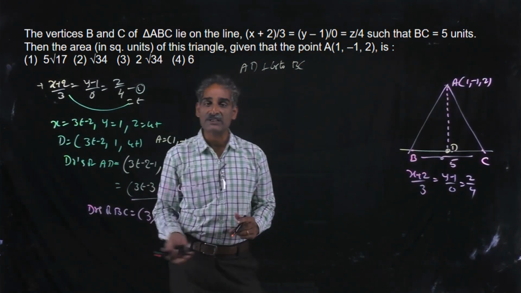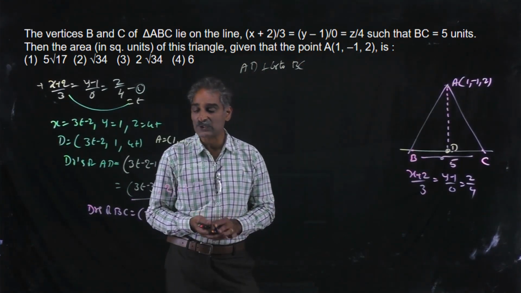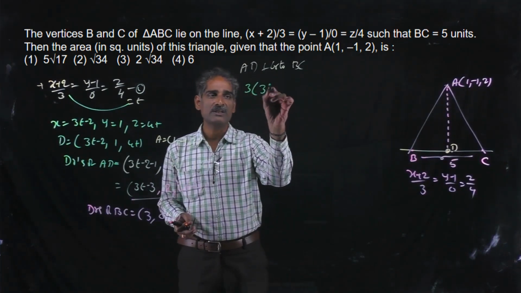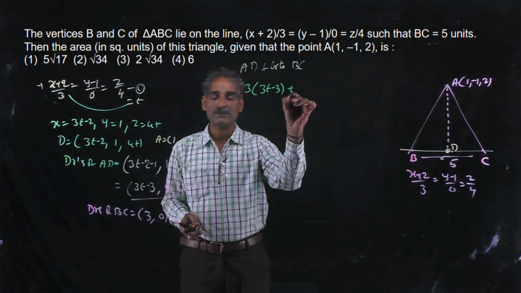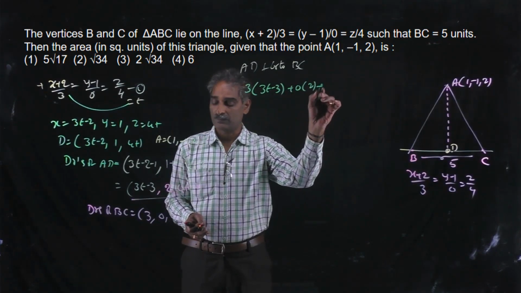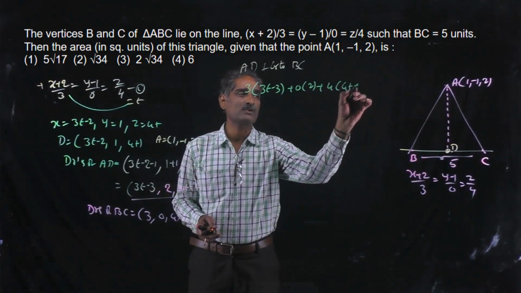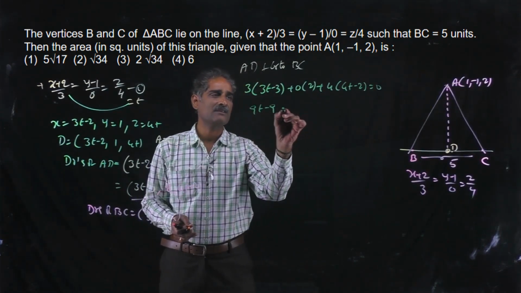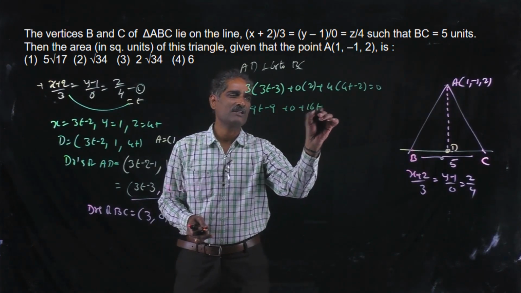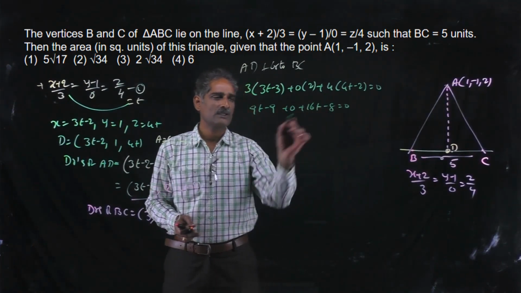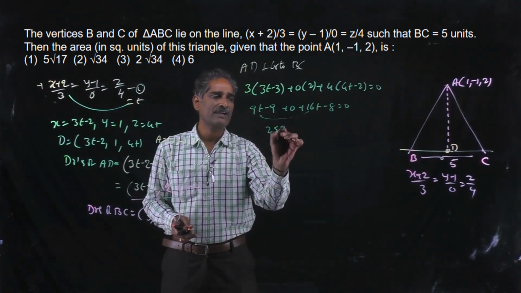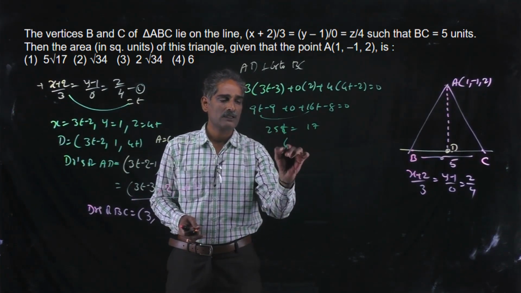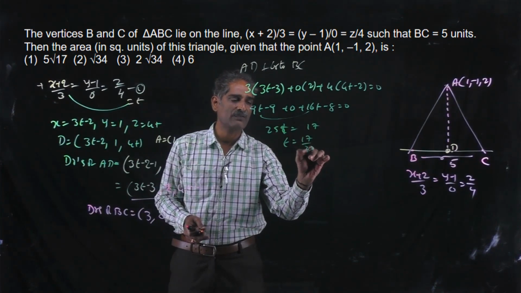Therefore, the sum of the products of DRs, a1 a2 plus b1 b2 plus c1 c2, equals 0. That means 3 into 3t minus 3 plus 0 into 2 plus 4 into 4t minus 2 is equal to 0. 9t minus 9, plus 0, plus 16t minus 8 equal to 0. Therefore, 25t is equal to 17. t is equal to 17 by 25.